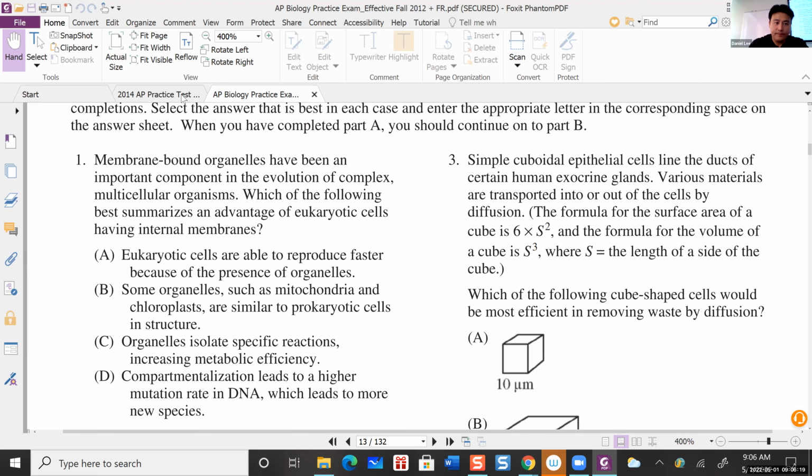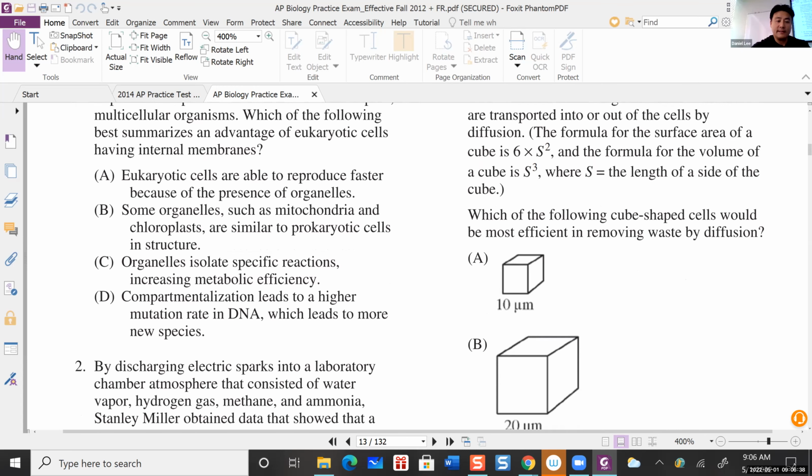Okay, so if you look at this, membrane-bound organelle. So this is from the cell chapter. It says here it is an important component in the evolution of complex multicellular organisms. Which of the following best summarizes the advantage of eukaryotic cell?